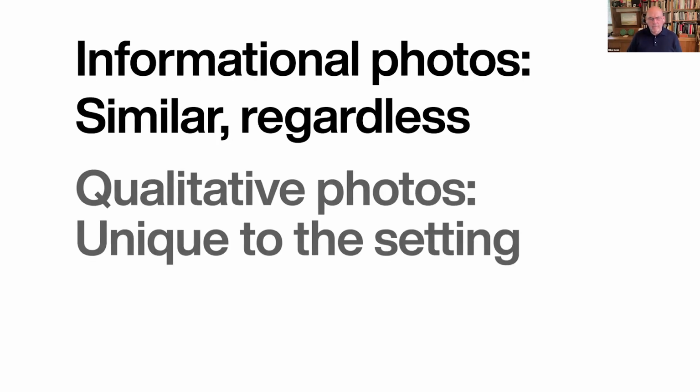Informational photos, just so you recognize the difference, tend to be very similar one to the next, regardless of what's in front of the camera, because you pretty much have to stand the same distance to be able to show the information. You have to arrange yourself in a way to be able to show the setting and what is happening, the verb or the noun, if you will. Whereas qualitative photographs, those that are more impressionistic or interpretive, tend to be unique to each setting because you're striving to connect with the uniqueness.